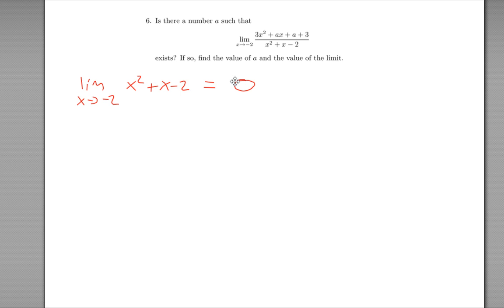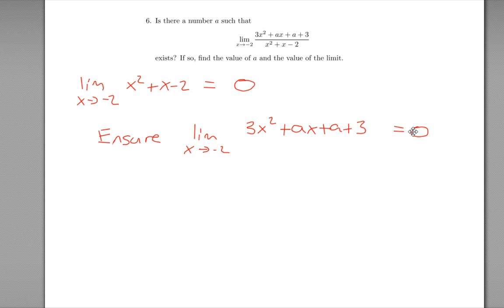So the limit as x goes to -2 of the bottom comes out to 0. The only way that this limit can exist, the only way it can be anything other than infinity, is if the top also goes to 0. So we need to ensure that the limit as x goes to -2 of the top, 3x squared plus ax plus a plus 3, is also 0.